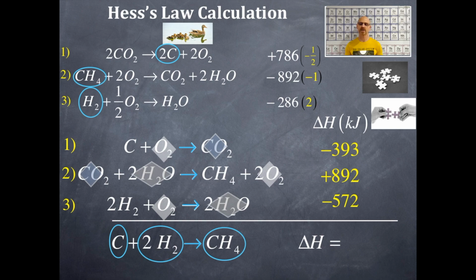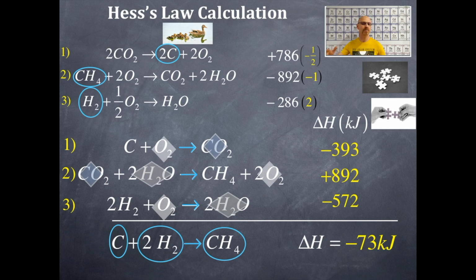Now is the time in which I can add up the -393, the positive 892, and the -572. And there I get the -73 kilojoules. This net reaction right here is exothermic because that's a negative value. Hopefully that makes sense for you.